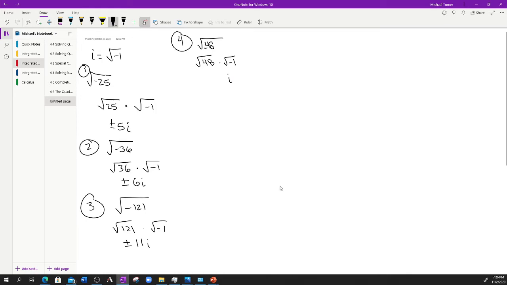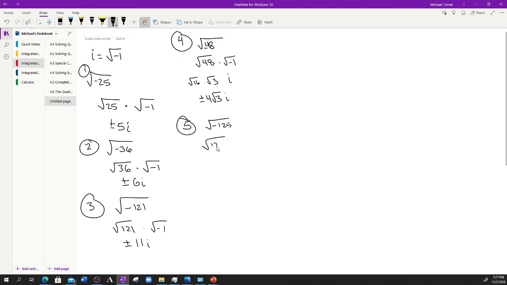The square root of 48 you would have to simplify, and if you need a review, that would be back in your Unit 0 assignments on how to simplify a radical. But the square root of 48 simplifies into the square root of 16 times the square root of 3, and the square root of 16 is plus or minus 4. So simplified, that would be plus or minus 4 radical 3 i. To do one more here, if I ask you the square root of negative 125.